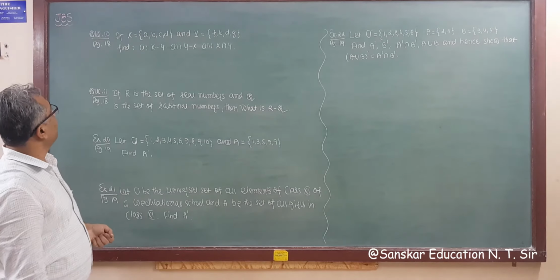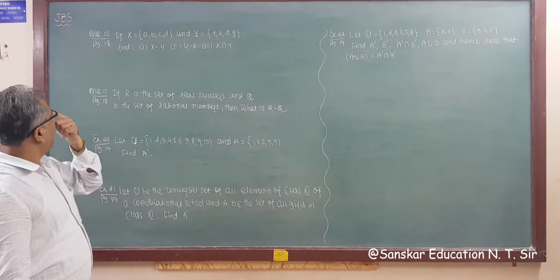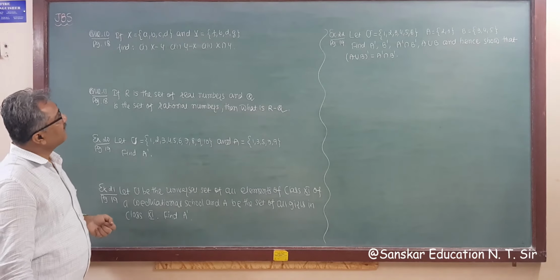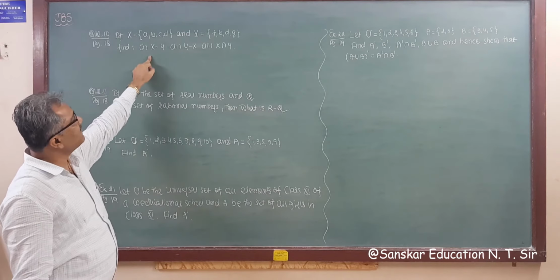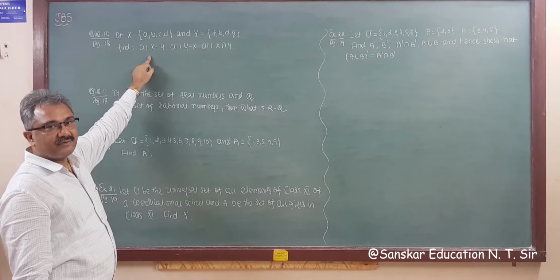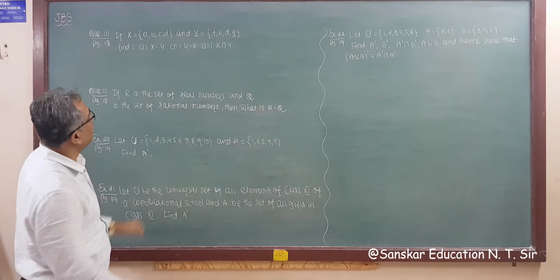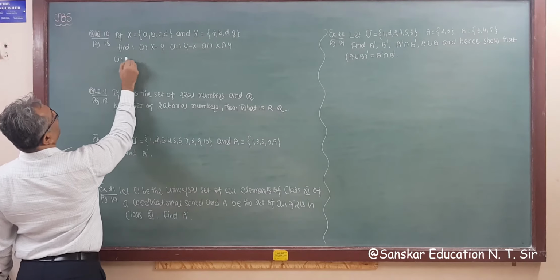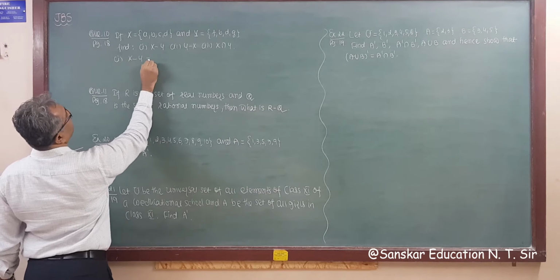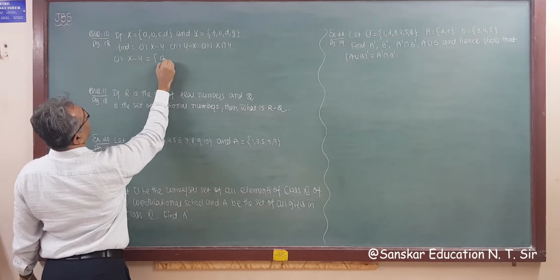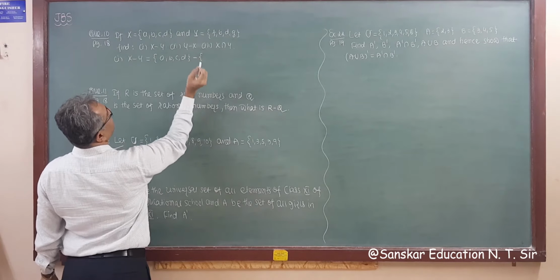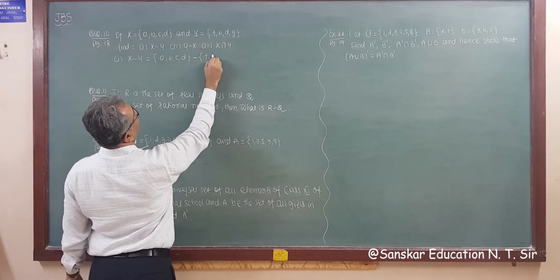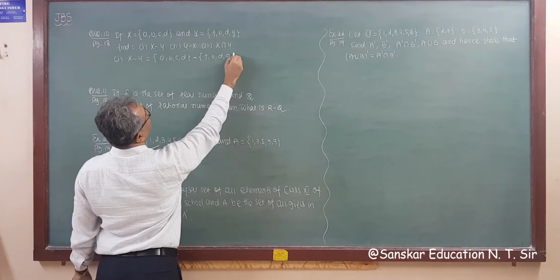Question number 10, page 18. If X is equal to {A, B, C, D} and Y is equal to {F, B, D, G}, then find X minus Y, Y minus X, and X intersection Y. It's a very easy question, right? So first, X minus Y. Now set X is {A, B, C, D} minus set Y is {F, B, D, G}.